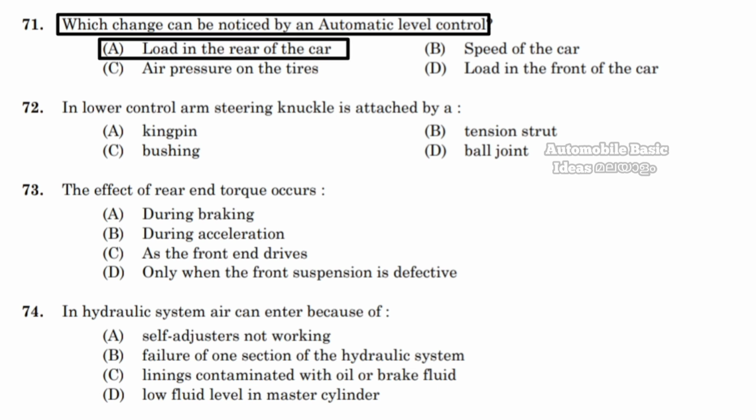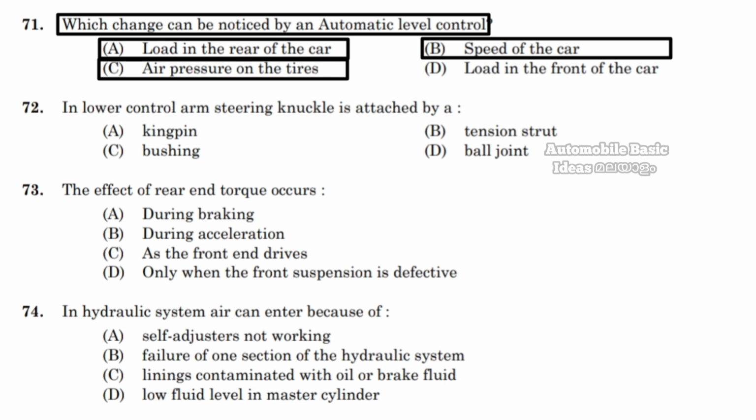71. Which change can be noticed by an automatic level control? A. Load in the rear of the car, B. Speed of the car, C. Air pressure on the tires, D. Load in the front of the car. Answer A. Load in the rear of the car.